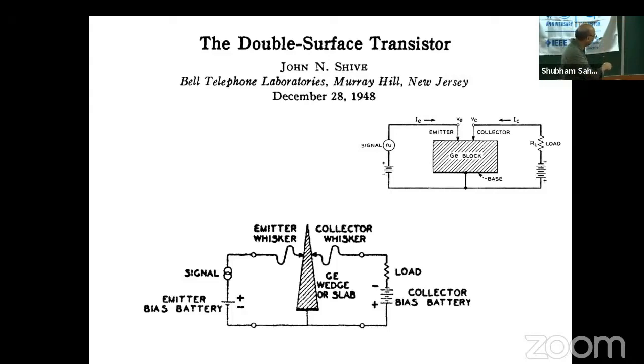So clearly showing there's no surface here. He clearly showed that this was a bulk phenomenon. This was not a surface phenomenon. So what was happening was the holes were being injected at the emitter, traveling in the bulk, reaching the collector, and then giving rise to that particular phenomenon.